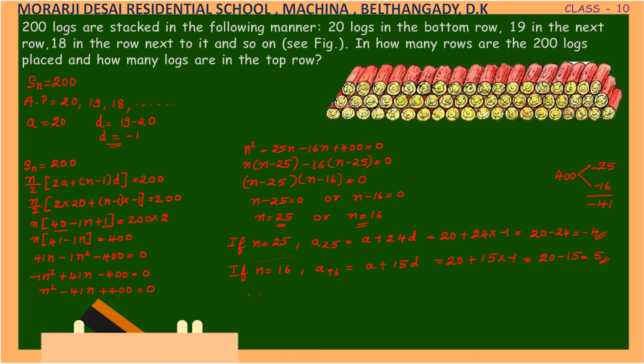Therefore, 200 logs are placed in 16 rows, and the number of logs in the sixteenth row, that is the top row, is equal to 5. n cannot be equal to 25 because we got a negative number as a25. It is not possible. Therefore, the number of rows is 16 and the number of logs in the top row, that is the 16th row, is equal to 5.